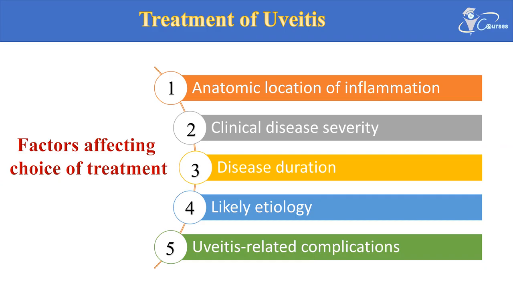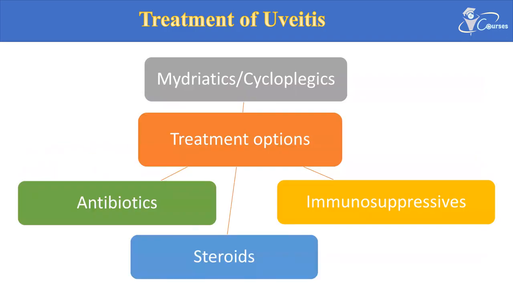Also, if the patient has any comorbidities, like an associated systemic disease, such as a renal problem or liver problem, this should also be taken into consideration because of contraindications for certain classes of drugs. To group the medications into 4 categories, the treatment options can be mydriatics and cycloplegics, antibiotics for infectious cases, immunosuppressives, and steroids.